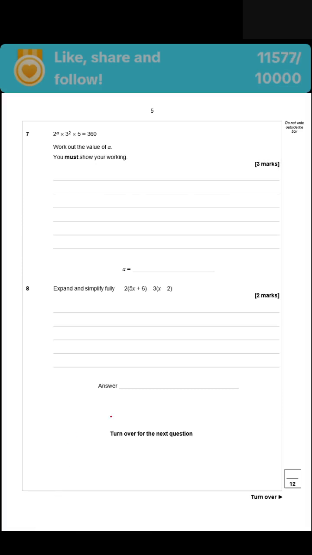Okay, so continuing. So we have 2 to the power of a times 3 to the power of 2 times 5 is equal to 360. And we want to find the value of a. And it says you must show your working. So if you literally just guess a number, well, you're getting 0 marks.